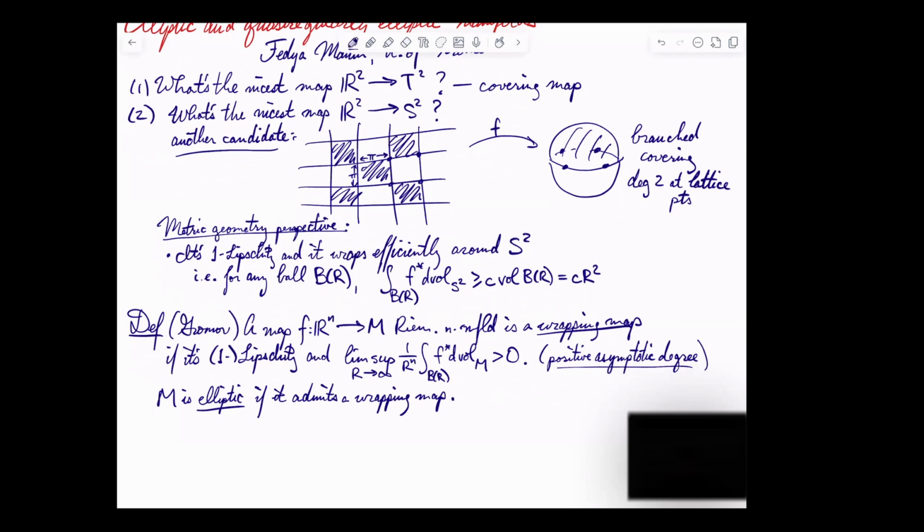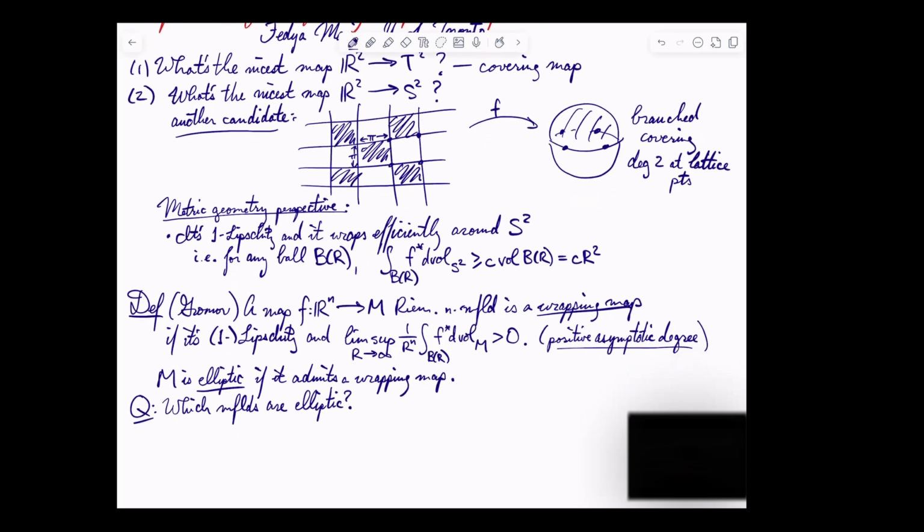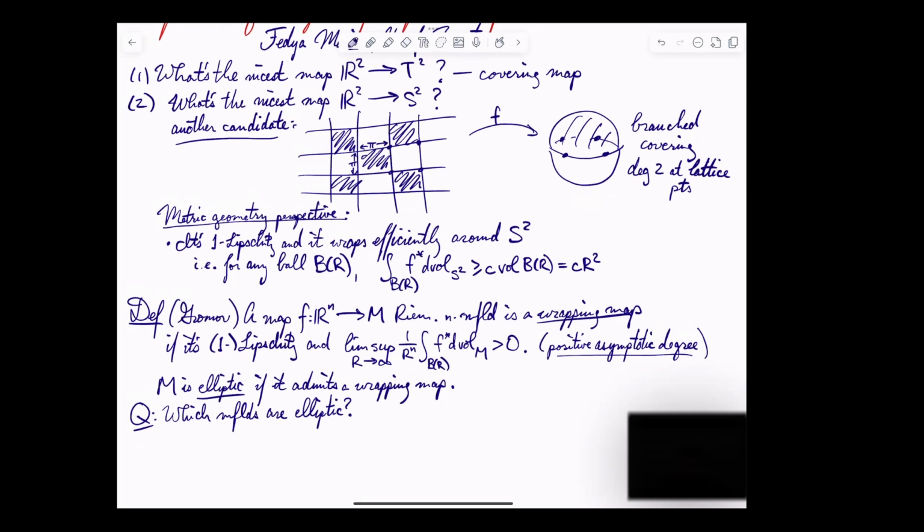And so you can ask which manifolds are elliptic. We saw so far that tori and spheres are elliptic. I'm going to give a lot more examples, but I'm going to delay that until I've introduced the other perspective on my initial example, which maybe people here are more familiar with. This is the analyst's perspective.